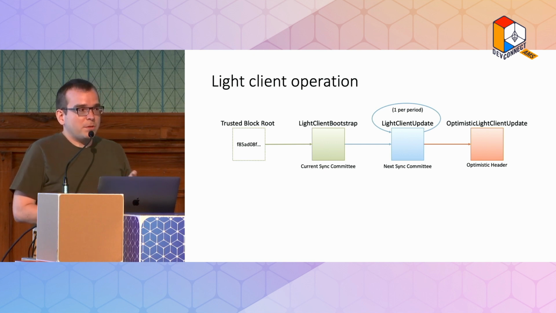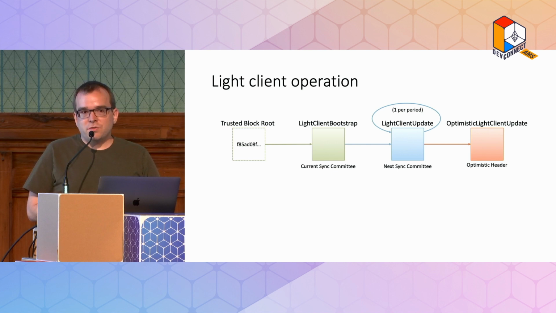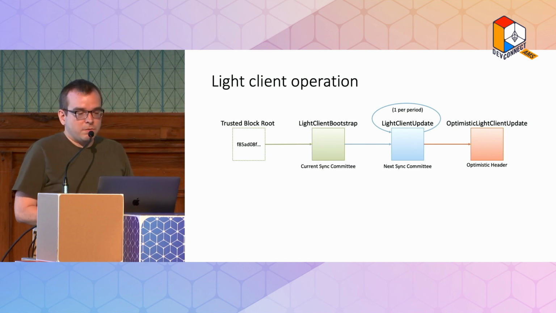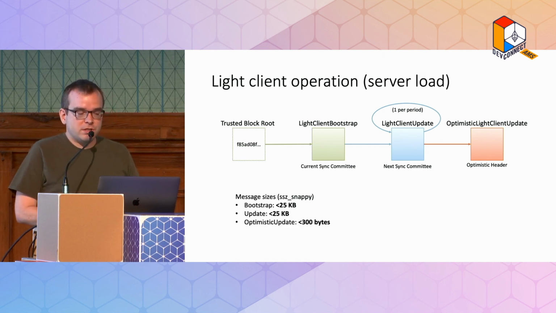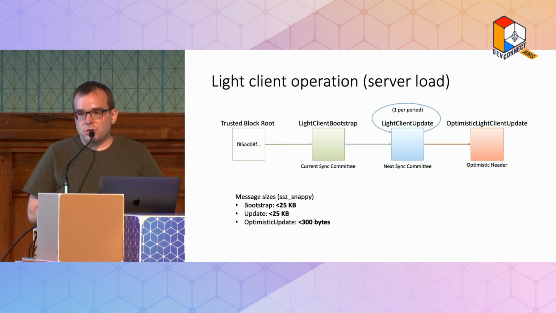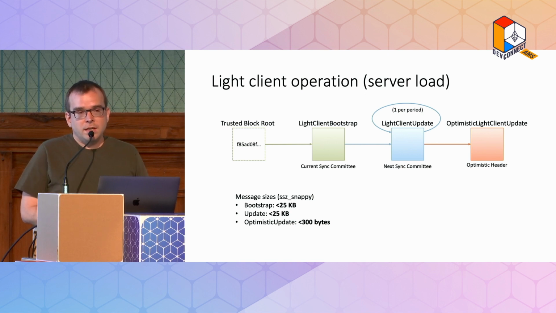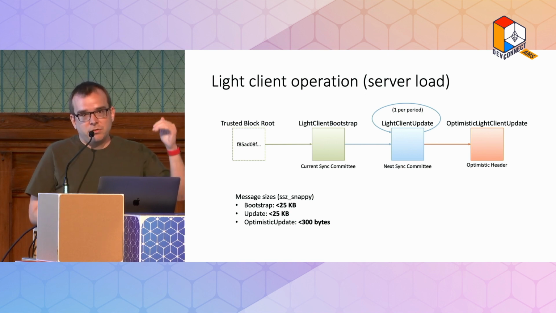So the problem with light client data is servers do not really benefit from it usually, so it's difficult to convince servers to serve it. What's happening here is that those structures are really small, like 25 kilobytes for a bootstrap or for an update, and the optimistic updates are just 300 bytes. So it's a very small network load, and then there is the problem that you need all of these Merkle proofs about the historic data, which is a bit difficult to compute on the server, so you should cache them.